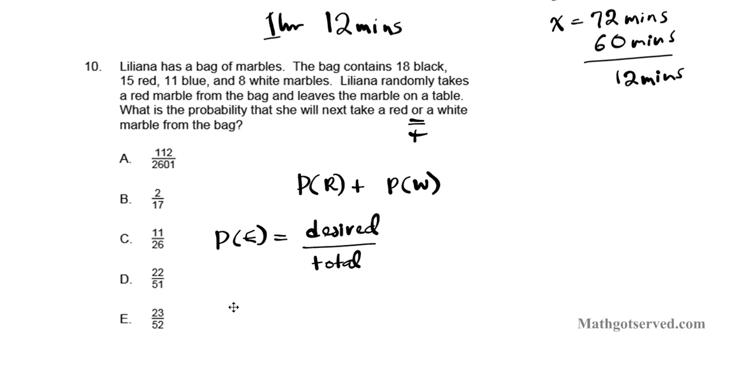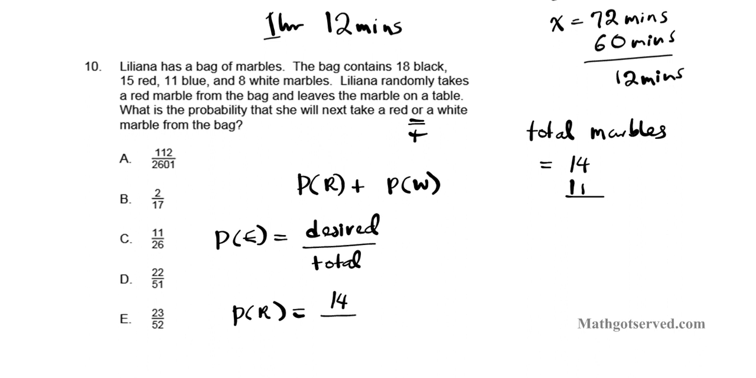Okay, so the probability of red is the total number of red divided by the total number of marbles. So how many reds are there? Remember, she already took one out, and there were 15 before, so we're left with 14. Okay, so what is the total number of marbles? Well, just add the number of marbles we have. So we have red is 14. Why do I use 14? Because she already took one out. Okay, so 14 plus 11, that's 25.